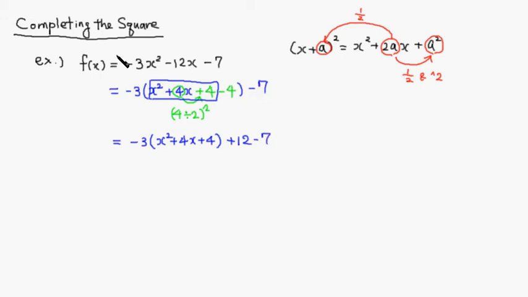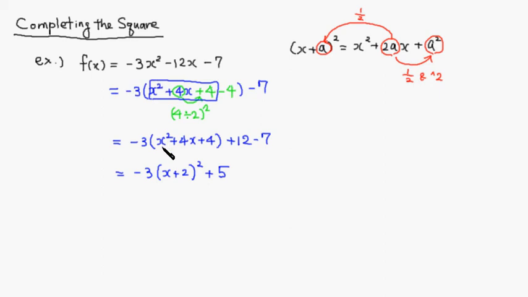Then remember that we can complete the square. The 1/2 of this number is 2, so it's going to be negative 3 quantity x plus 2, squared, because it's always half of that number. Then you have 12 minus 7, so it's going to be plus 5. So this is the vertex form.